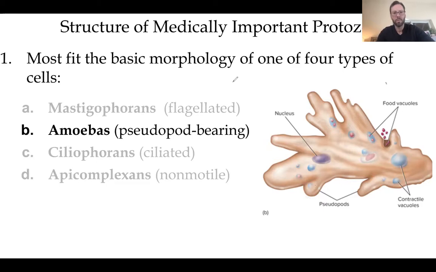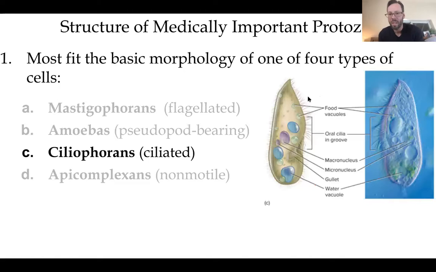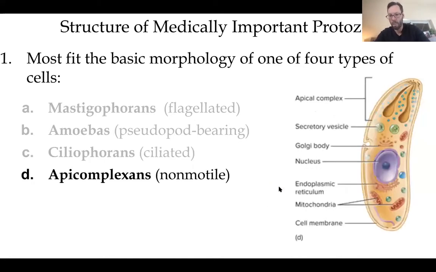Ciliophorans are going to be ciliated. Remember, cilia aren't as long as flagella, and so they're just these little wispy things all around that will vibrate like this, and it'll flutter around and move like that. And of course, all of this is typically in water, so it allows it to move within the fluid by using these cilia. And then apicomplexans are non-motile.